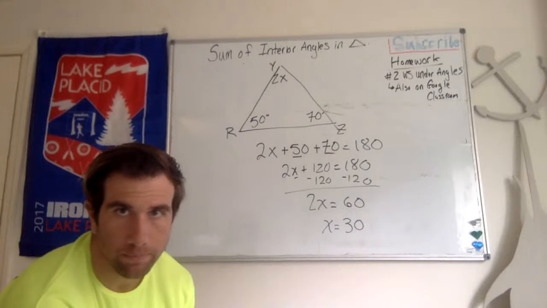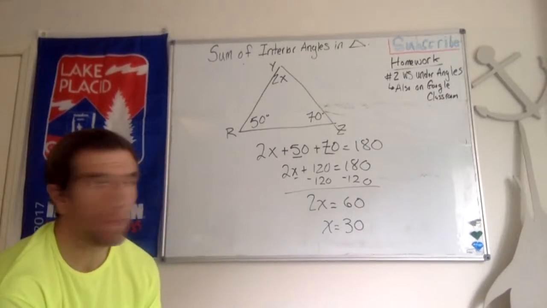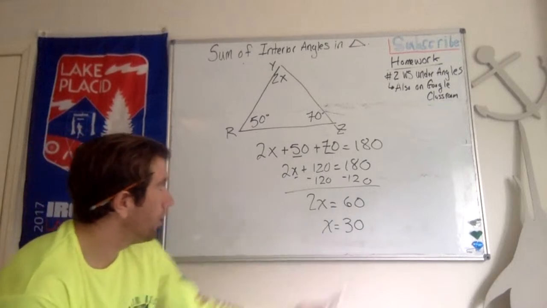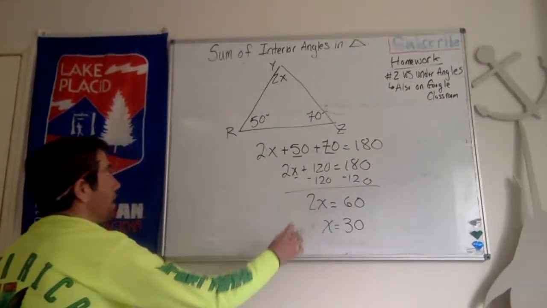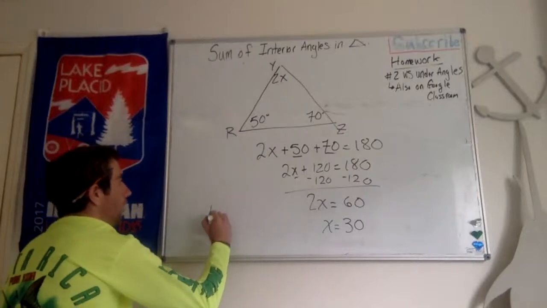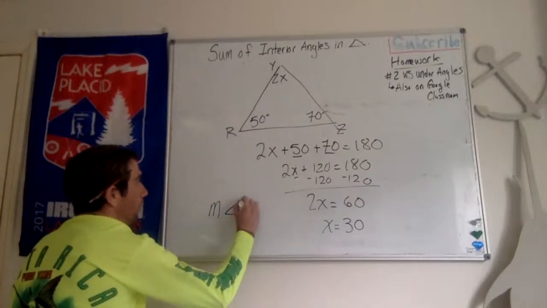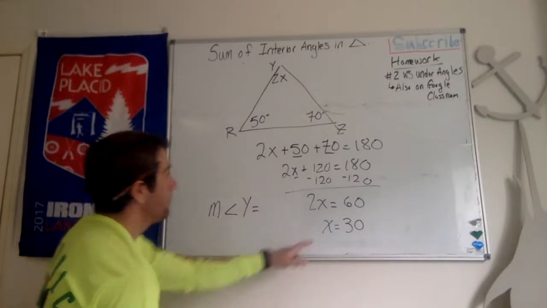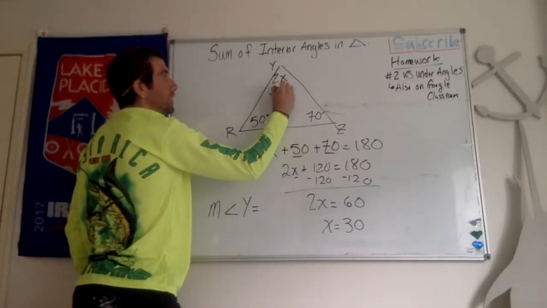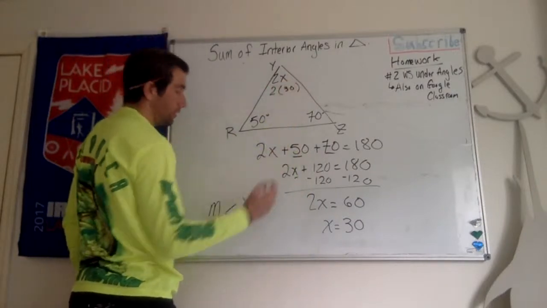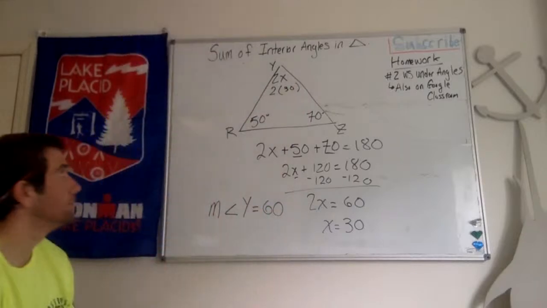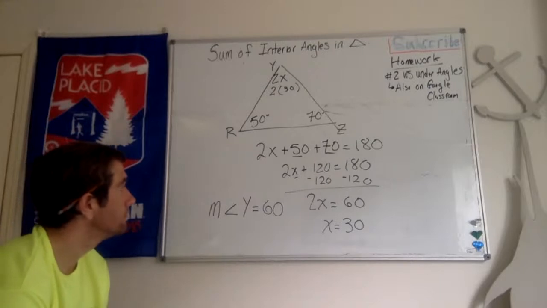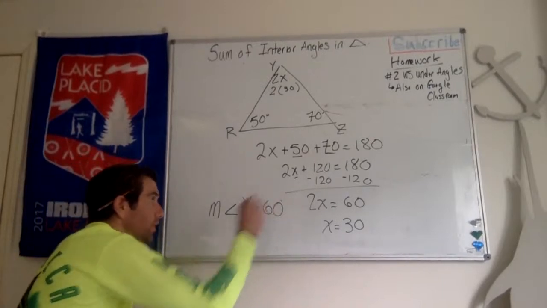All right. X equals 30. Now, I know a lot of people would be like, bam, got it. But remember, I want the measure of angle y. So the measure of angle y is not 30, but replace x with 30 here. So it's going to be 60 degrees.